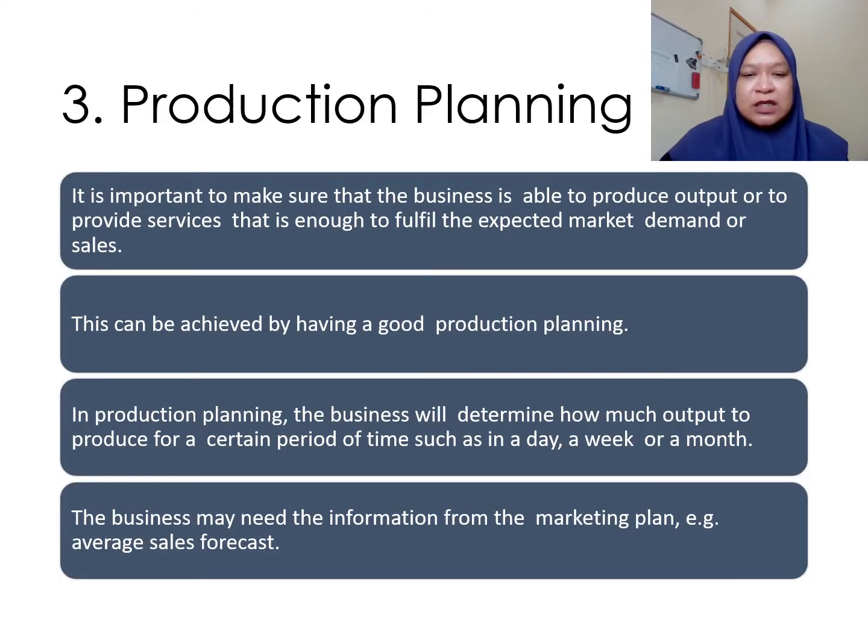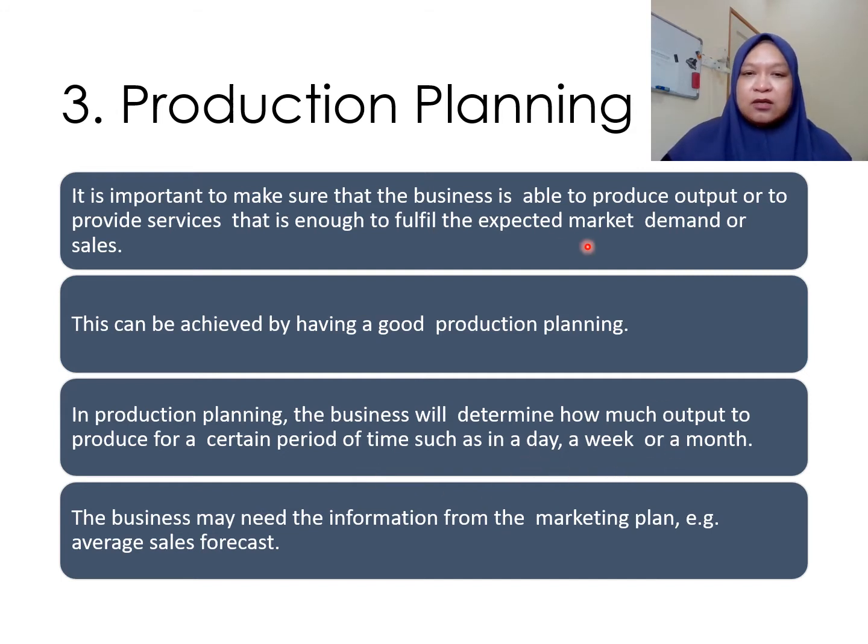So we continue with production planning, the third step in doing the operation plan in your business plan. It's important that we are able to plan how much output or services we are able to produce. By having the production planning, the business will determine how much output to produce for a certain period of time, such as how much you are able to produce in a day, a week, or a month.